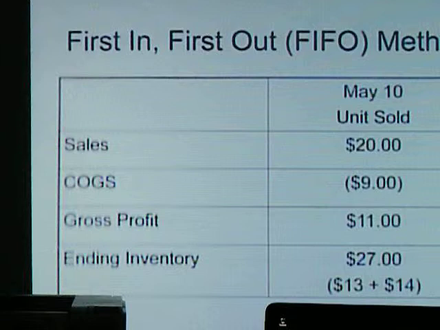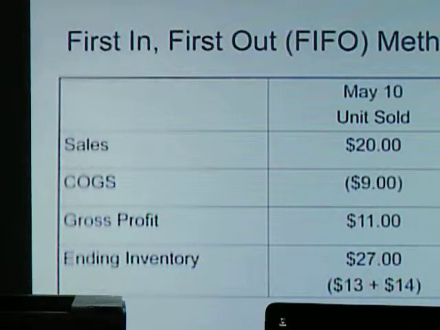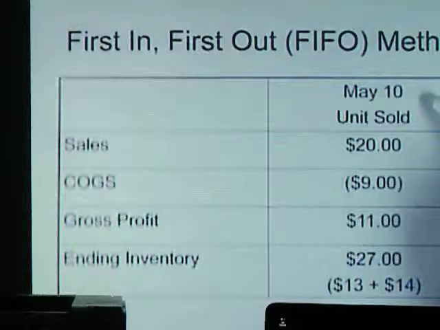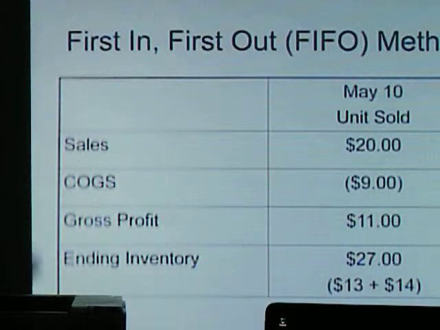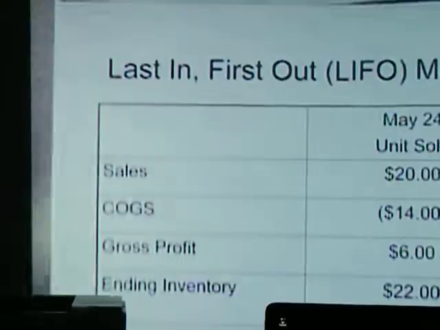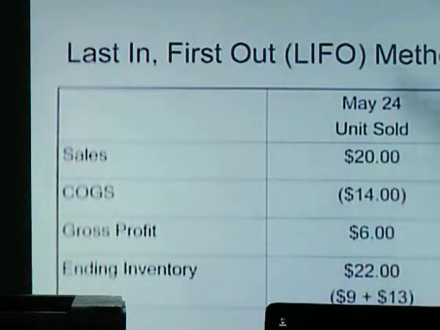If I wanted to look at this under the LIFO method, which is last in, first out, we're now going to be looking at it slightly differently. Instead of selling the May 10th unit that we bought, we're now going to sell the May 24th unit that we bought last, under last in, first out. And the sales are still $20. Now my cost of goods sold is $14, my gross profit is $6, and my ending inventory is $22.